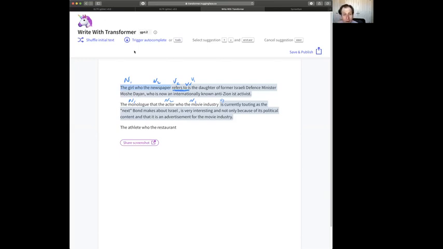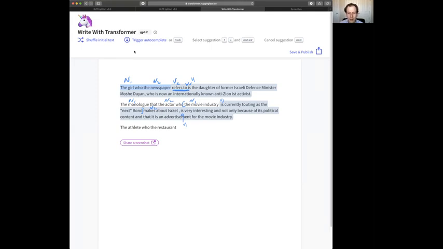The next part is really hard to understand, but actually grammatically well formed. So there is a V2 here. So the movie industry is currently touting as the next Bond. Who the movie industry is currently touting as the next Bond is a relative clause, modifying actor. The actor makes the monologue about Israel. And then is V1. So this actually was a success as well, although the continuation seemed a little weird.